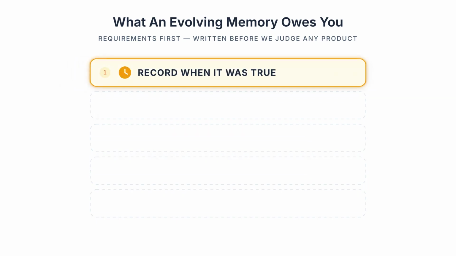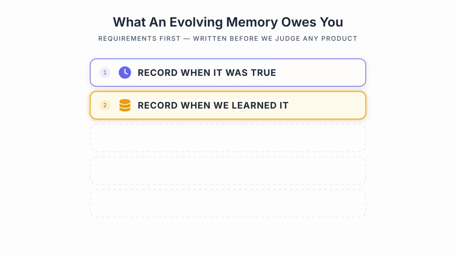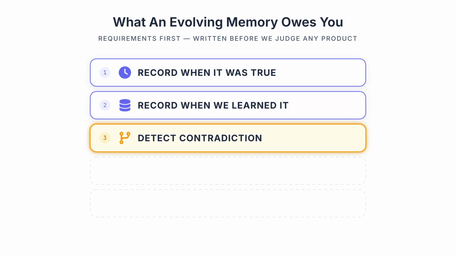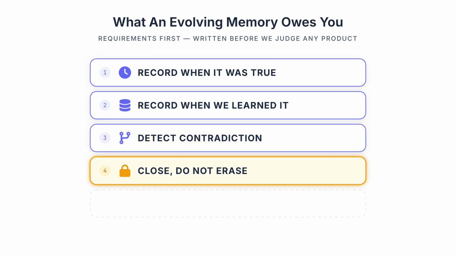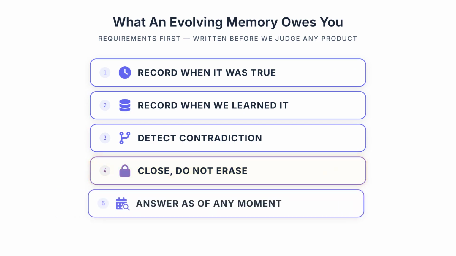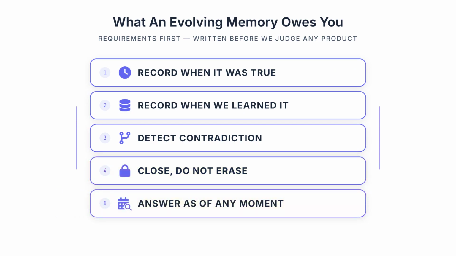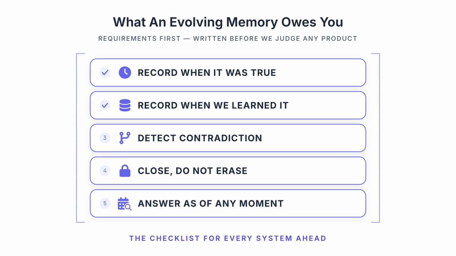Remember when a fact became true. Separately, remember when you found out about it. Notice when something new disagrees with something old. Retire the old version instead of erasing it. And answer questions as of any moment we choose. 5 obligations, and every clever thing ahead is engineering in service of exactly those.